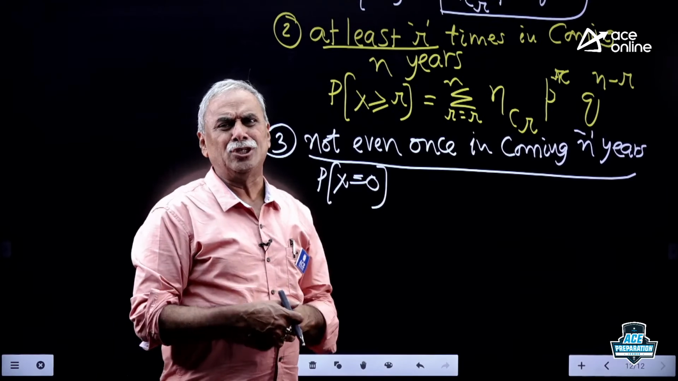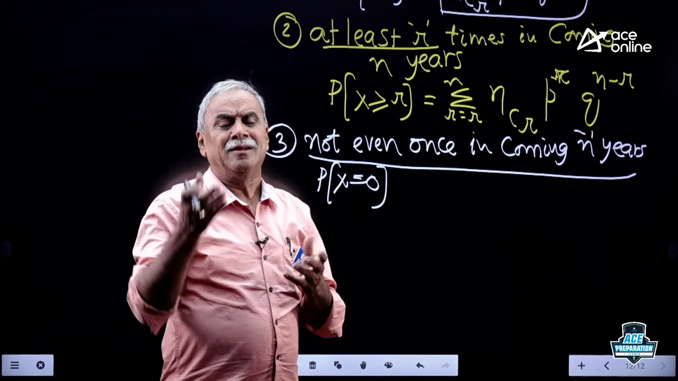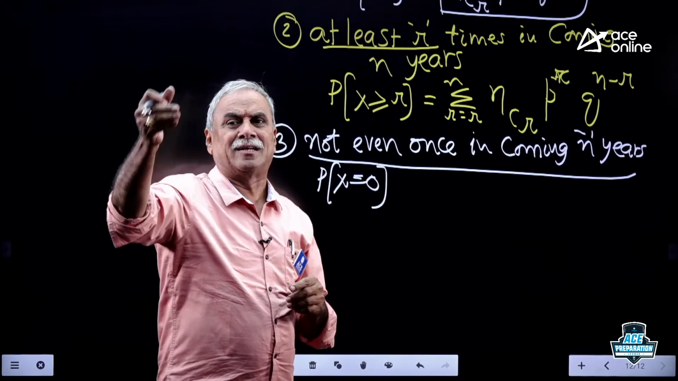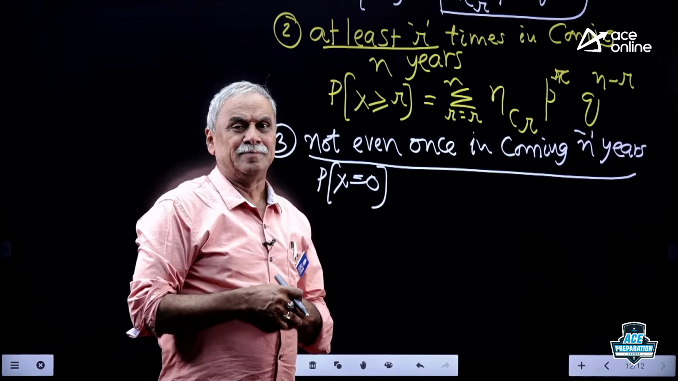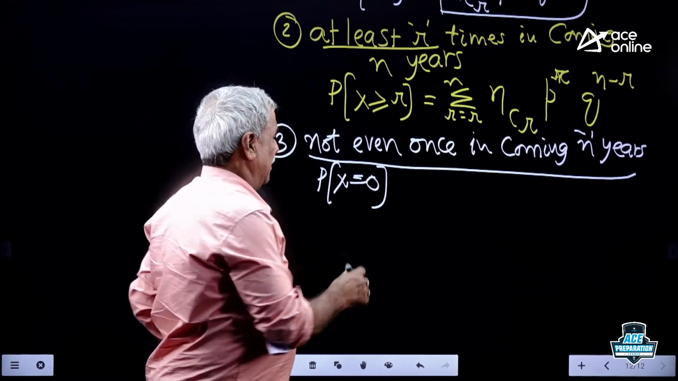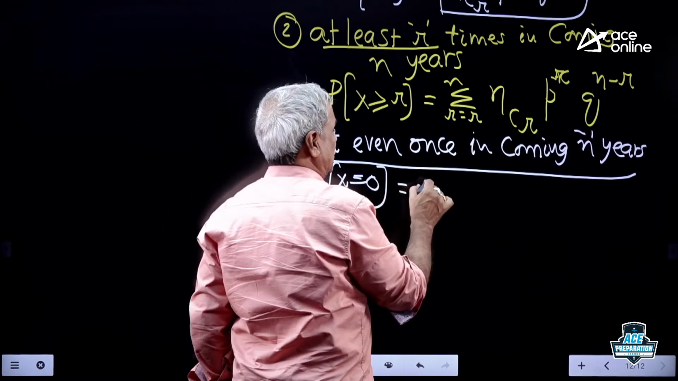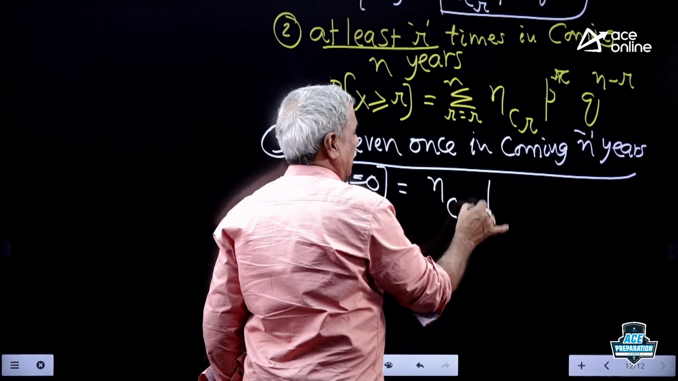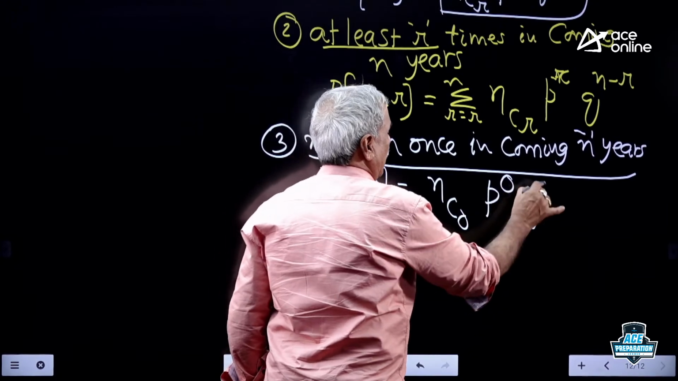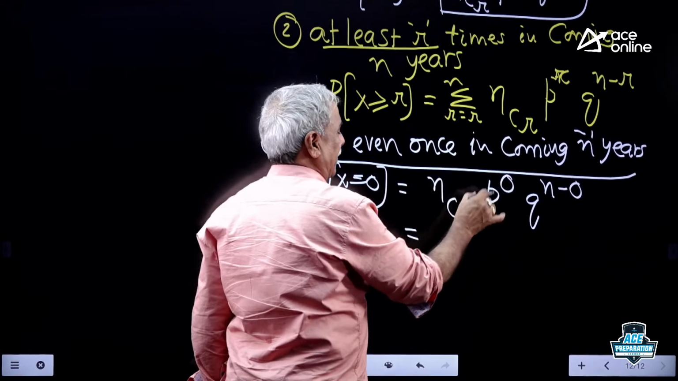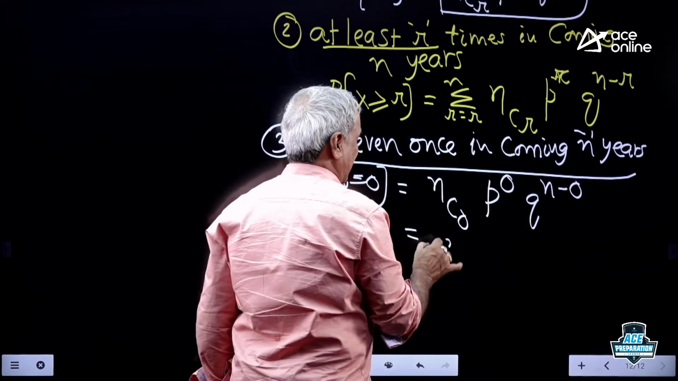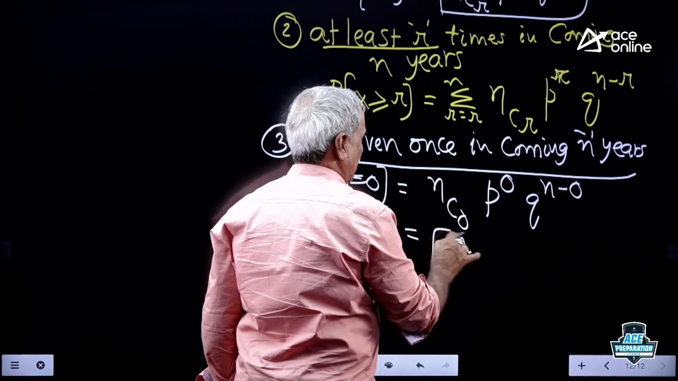Simply put, R is equal to 0. What is meant by R? The number of successes you want in the coming n years. So simply nC0, P power 0, Q power n minus 0. nC0 is 1, P power 0 is 1, so it is Q power n. Simple formula.